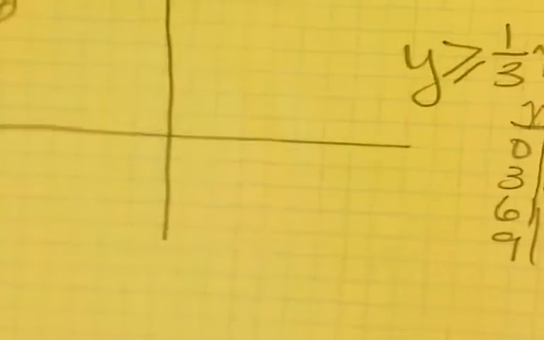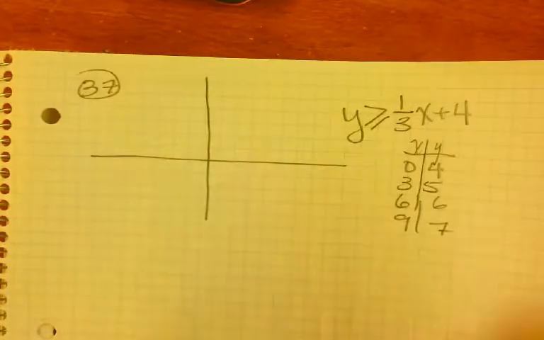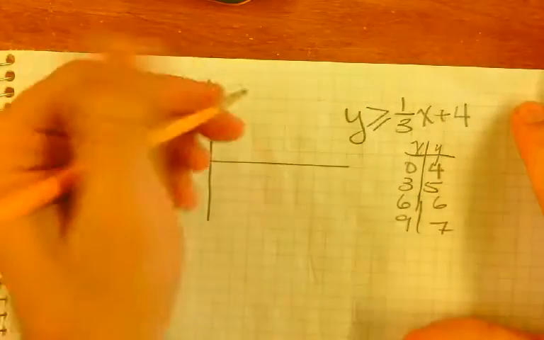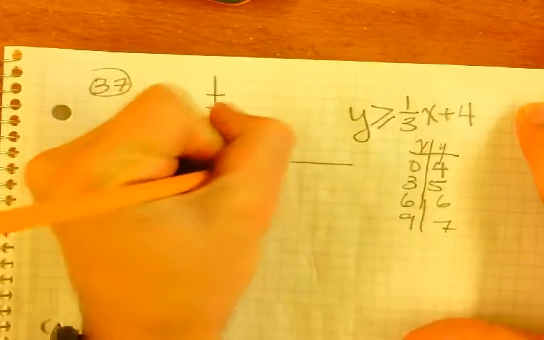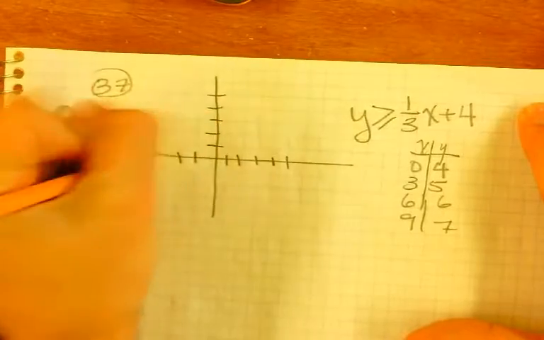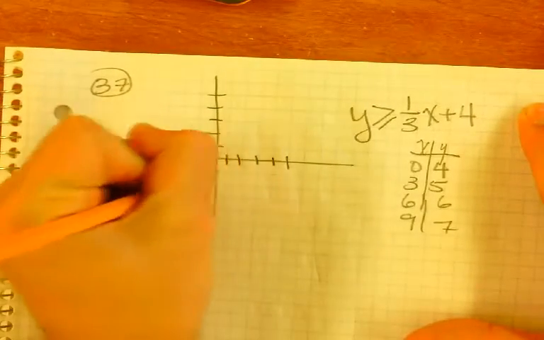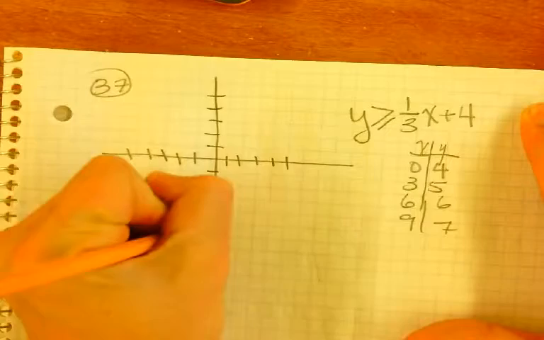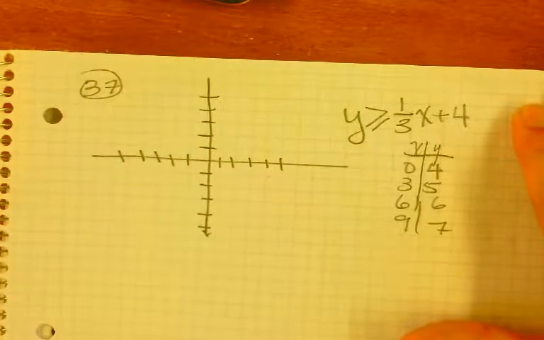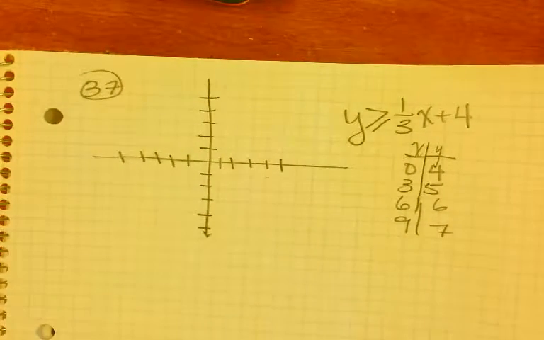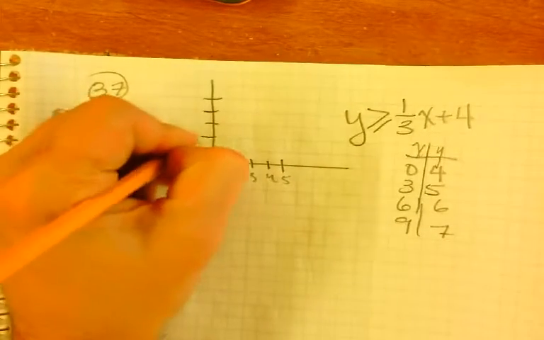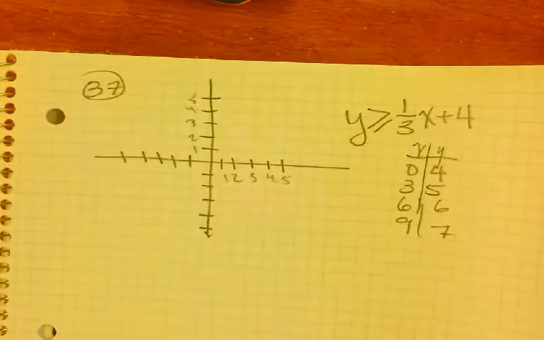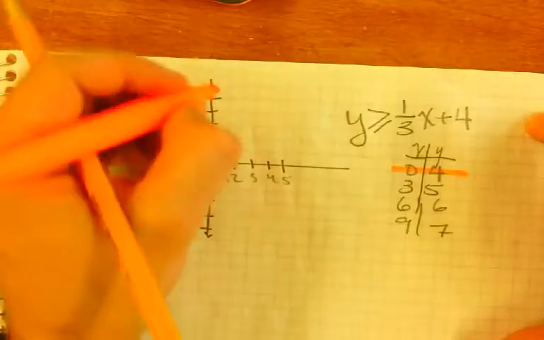All right, guys. So now we take our points over to our graph. They want us to write a quick graph. Okay. 1, 2, 3, 4, 5. 1, 2, 3, 4, 5. All right, so make your graph real quick. Just 1, 2, 3, 4, 5. And let's put our coordinate points on there. First one is going to be 0, 4. 0, 4 is right here.